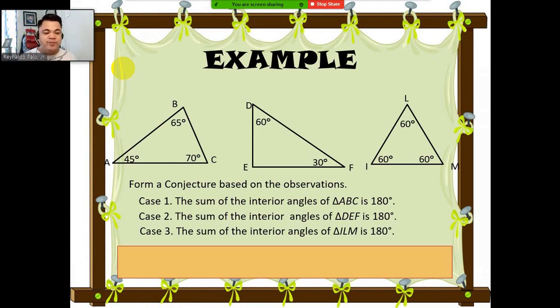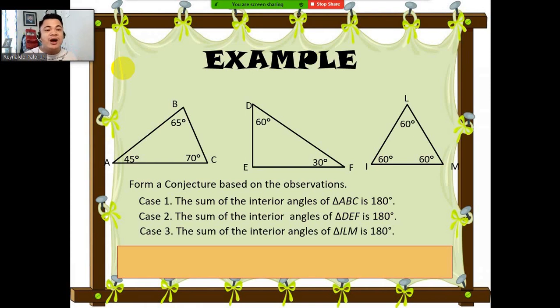Next, case 2. The sum of the interior angles of triangle DEF is 180 degrees. Alright, so add them. This is a right triangle. Therefore, if the other measurement is not present, it is automatically 90 degrees based on the structure. 60 degrees plus 90 degrees plus 30 degrees is equal to 180 degrees. Next, case number 3. The sum of the interior angles of triangle ILM is 180 degrees. So just add 60 plus 60 plus 60, you will be getting 180 degrees.